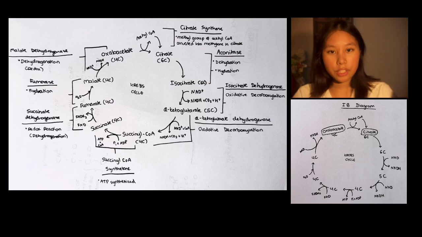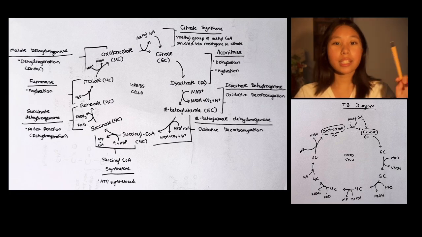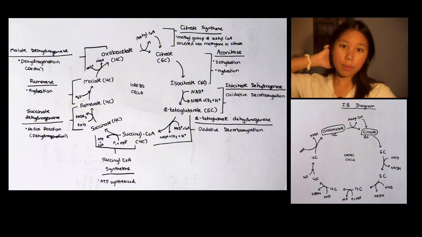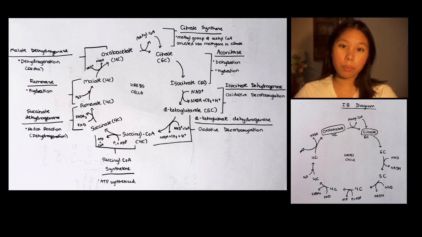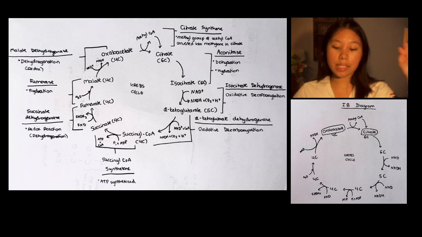Number 1, citrate. Citrate gets turned into isocitrate. They sound similar, don't they? Well, that is because they are very, very similar. What just happened is that citrate goes through dehydration, and then it goes through hydration. There's a hydroxyl group in citrate, and then the orientation just changes. That citrate to isocitrate conversion is catalyzed by the enzyme called aconitase.